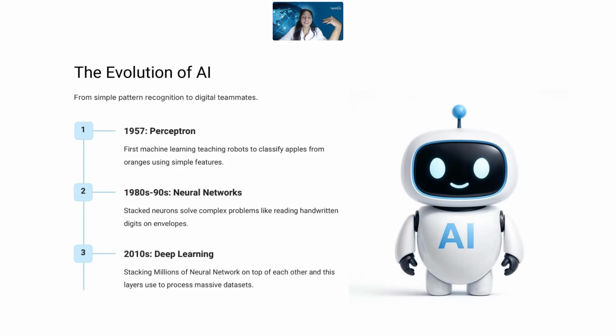Moving ahead, things started getting really interesting in the 2000s, where deep learning was introduced. In deep learning, artificial neural networks were stacked upon one another, and they used to coordinate with each other and learn skills from each other.